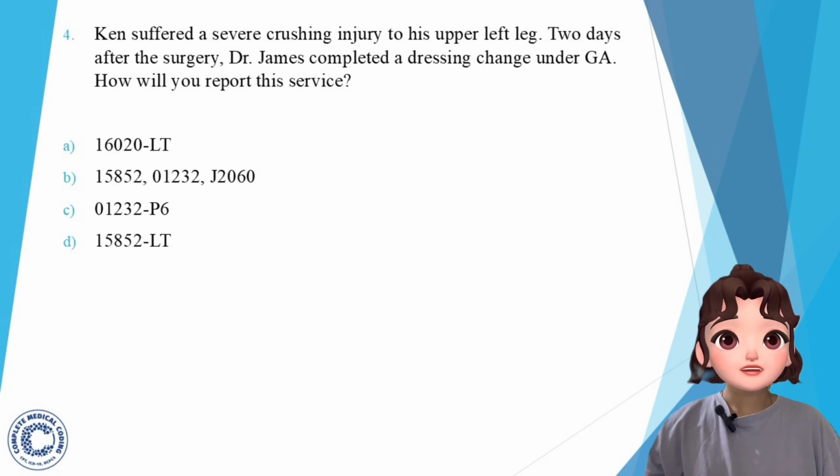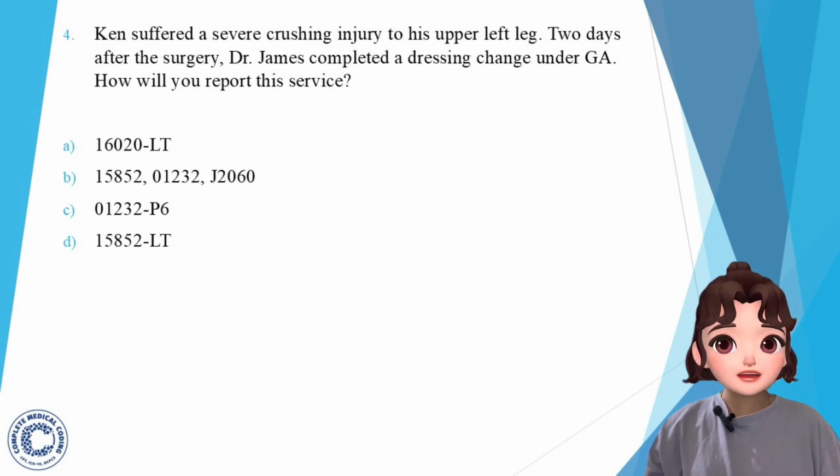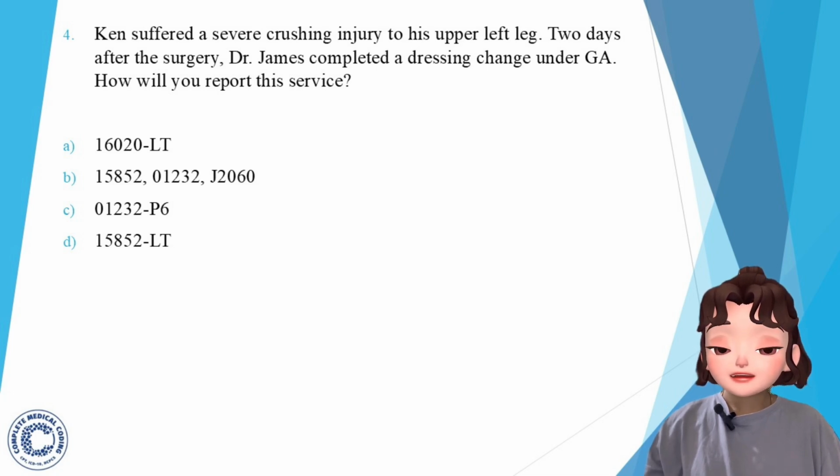The patient came to the doctor, Dr. James, for a complete dressing change under general anesthesia. So you have to code for the dressing change, right? Okay. Moving on to the codes one by one. What is the first one? 16020. 16020 represents dressings and or debridement of partial thickness burns, initial or subsequent. This is not a burn dressing. This is a crushing injury to the upper leg. So you cannot code that one.